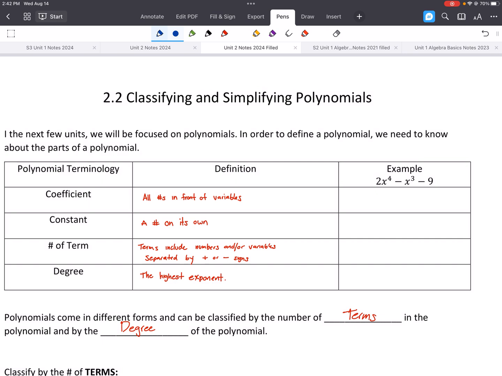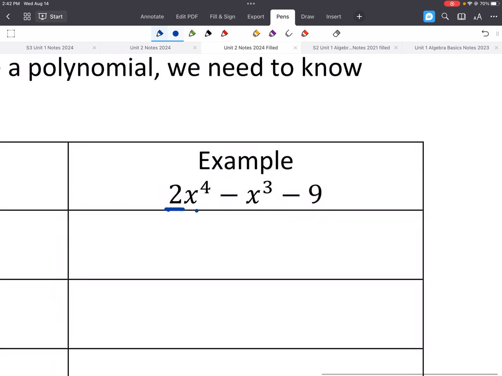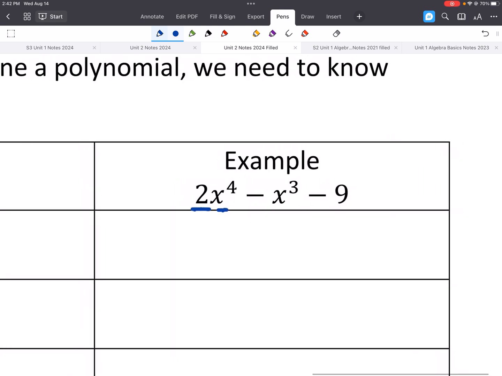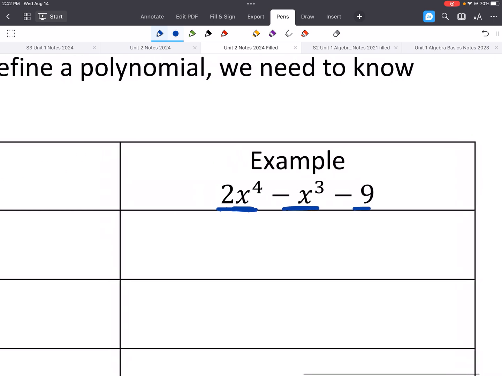We're going to be focusing a lot on polynomials. Polynomial meaning many terms, so it's going to have different parts. This example would be a polynomial. It has three parts. One part, two parts, three parts. Those are called terms. So this example has three terms.